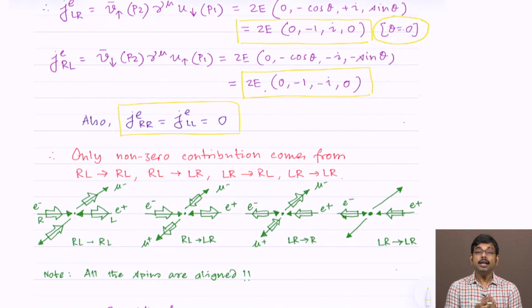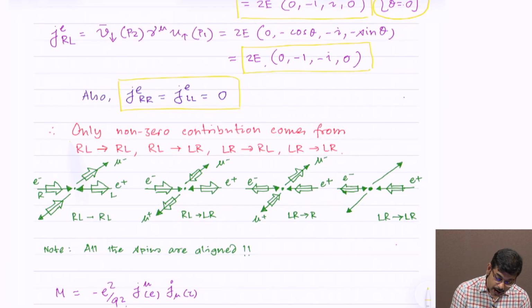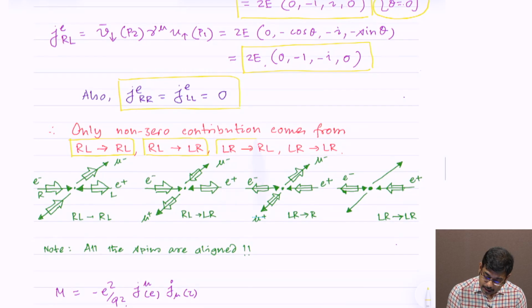So therefore, what are the non-zero contributions that we are actually having? This is very interesting. We have RL to RL, that means you have the electron and positron, when one is right handed, one is left handed, it produces an RL combination, that is non-zero. RL to LR, that is a non-zero combination. LR to RL, that is a non-zero combination, and LR to LR. These are the non-zero combinations which are actually possible, because RR and LL combinations are identically 0. So those are not contributing, right?